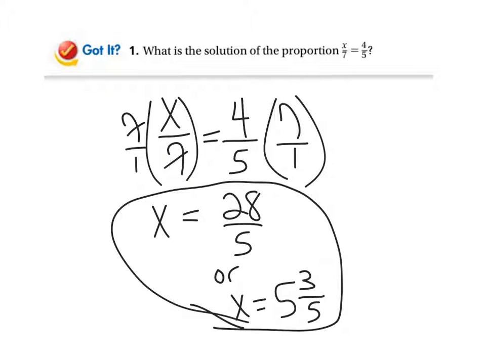As always with any equation where you have a variable, you can substitute your answer back into the equation to make sure that it works. In this case, what I would suggest, maybe easiest if you had a calculator, 5 3/5 would be 5 6/10, 5.6. So you could do 5.6 divided by 7, and you could do 4 divided by 5, and both of those you should get 8/10.